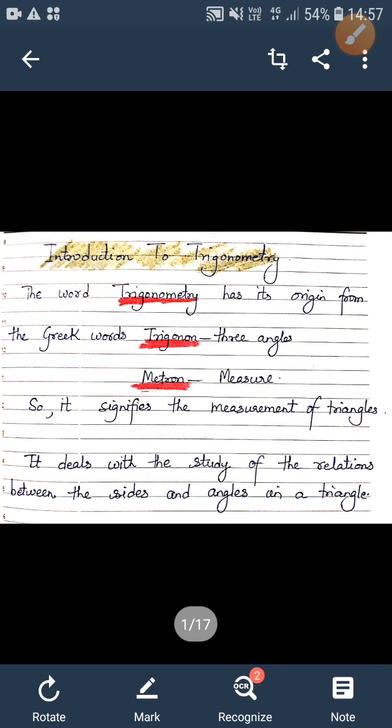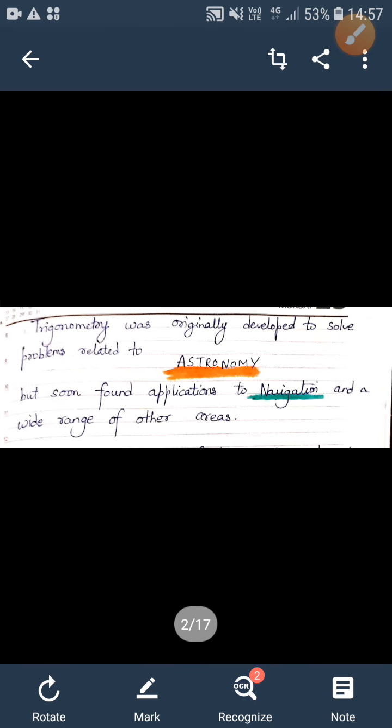So basically the word trigonometry has its origin from the Greek words trigonon, which means three angles, and metron, which means measure. So trigonometry signifies the measurement of triangles. Basically we'll be dealing with right triangles here only, and it deals with the study of the relations between the sides and angles in a triangle. Again we'll be dealing with right triangles, and as we know, a triangle has six parts, three angles and three sides.